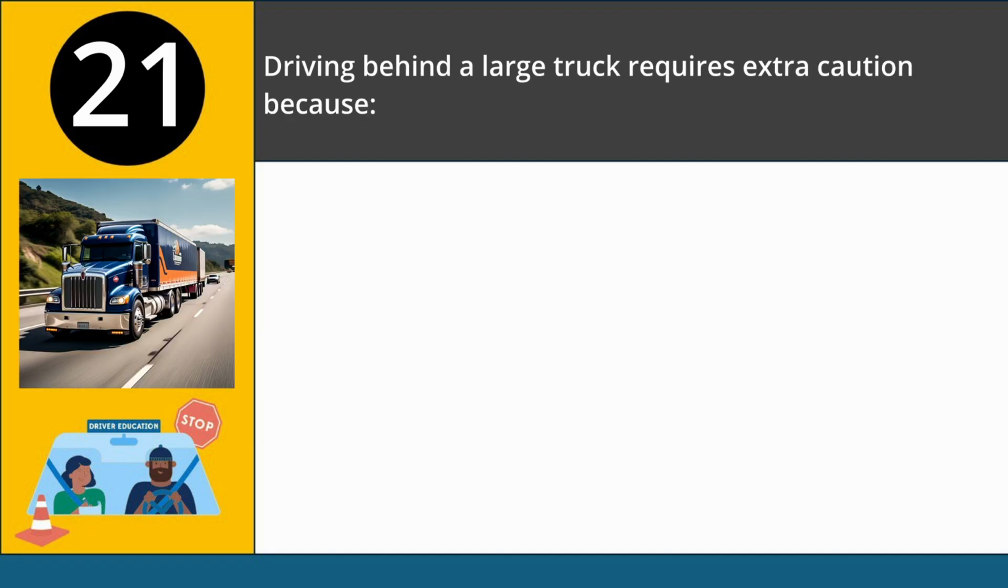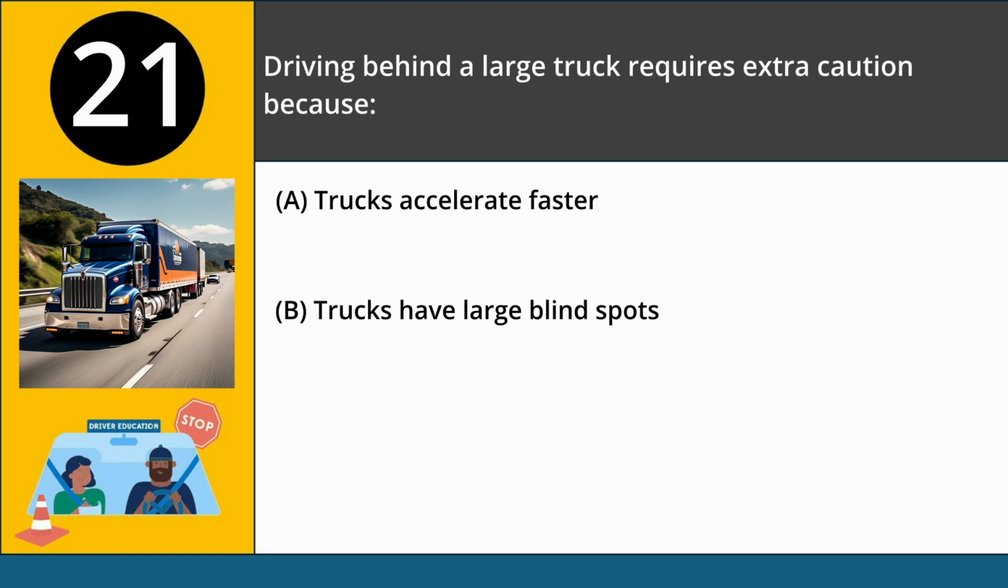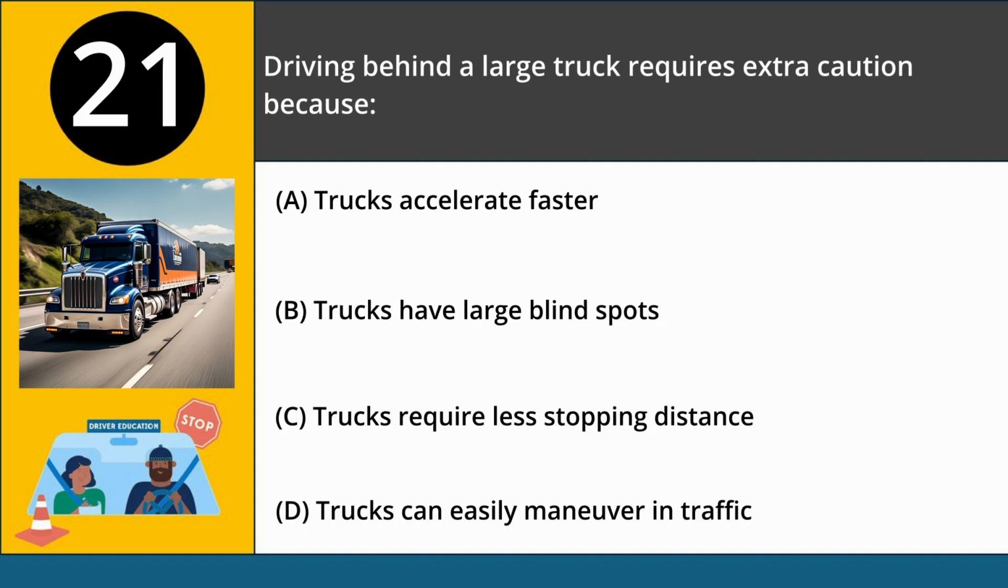Driving behind a large truck requires extra caution because: A. Trucks accelerate faster. B. Trucks have large blind spots. C. Trucks require less stopping distance. D. Trucks can easily maneuver in traffic. Answer B. Trucks have significant blind spots, making lane changes risky.